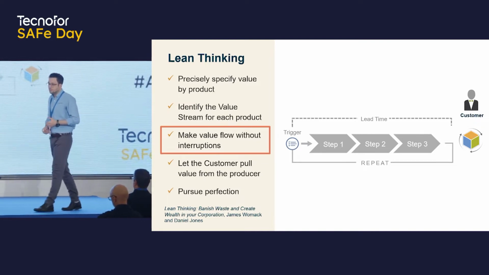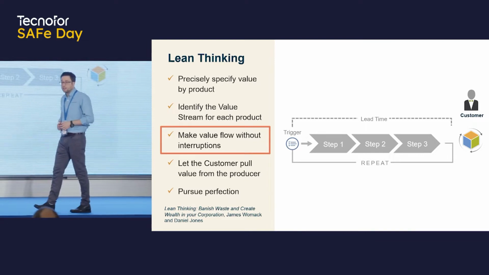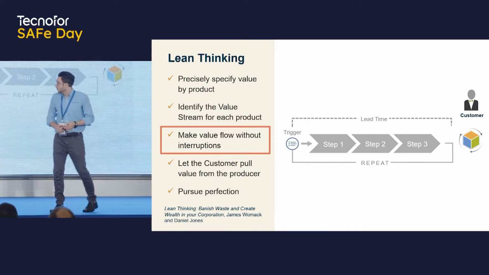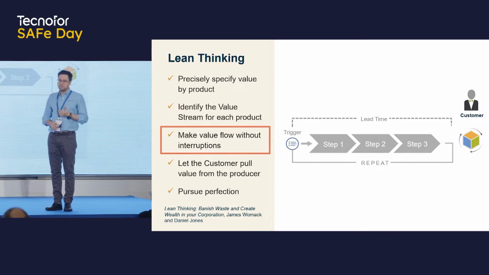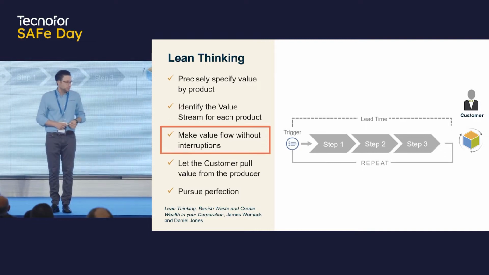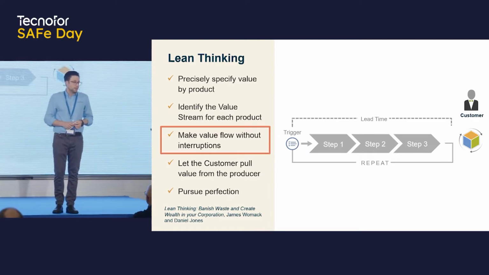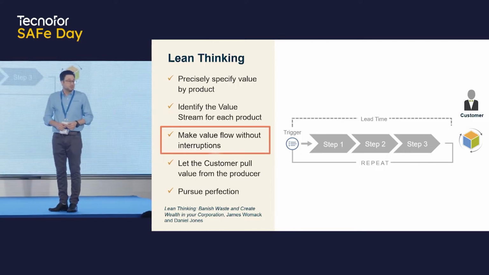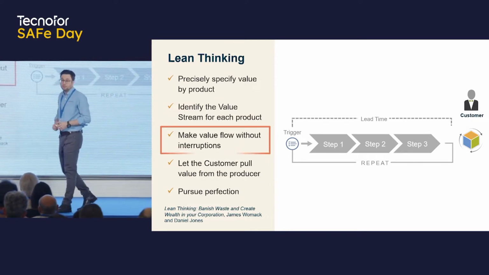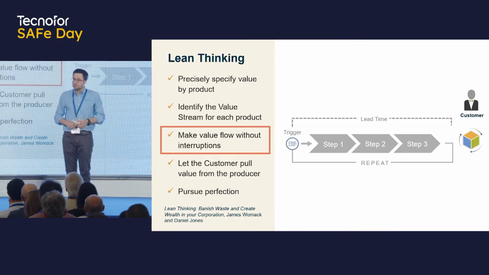So if we think about lean, the first principle, precisely specify value by product, is simply asking every enterprise to understand what are the products and services that you develop that deliver value to your customer. Once you've done that, we identify the value stream. What are the activities, the people, the information needed to be able to deliver and increment these products successfully? Once we have that, we need to make value flow without interruptions. That's what we'll talk about today. We need to understand the customer's need so they can pull value from us. And then, of course, any good approach to lean has the pursuit of perfection. How can we improve our ways of working? How can we adapt our processes to make sure they're as optimal as perfect?